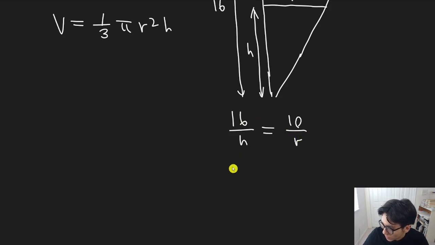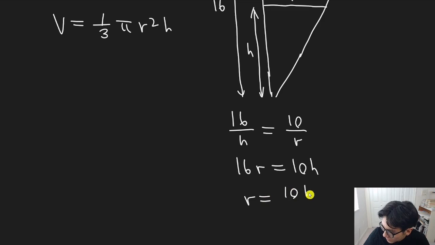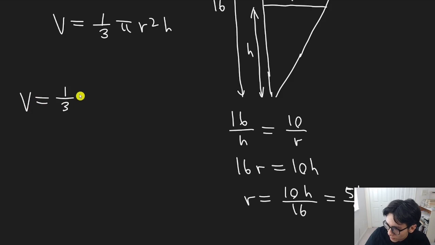So I'm going to cross multiply to get 16r equals 10h. Then to solve for r, we divide by 16. We get r is 10h over 16. You could also simplify this to get 5h over 8. Okay, so now we have r. So now I'm going to substitute it back into the volume equation. So instead of r, we're going to write 5h over 8.